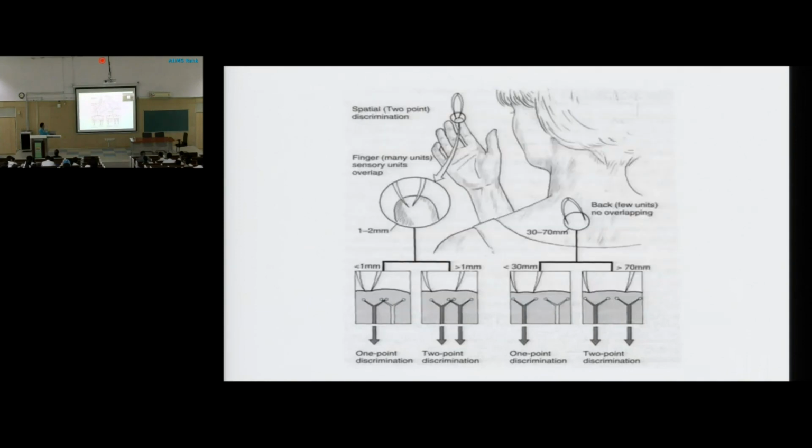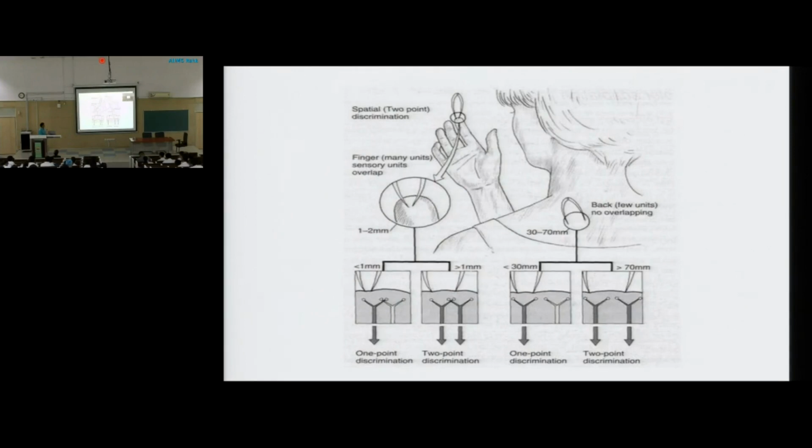The same thing here. If the distance is less than 1 millimeter, only a single afferent neuron will get stimulated. There will be one point discrimination. If the distance is more than 1 millimeter, and there is stimulation of two afferent neurons, there will be two point discrimination. Now this distance is more at the back because there is a very small number of units here. You can see the sensory units are closely situated here, and at the back they are at much more distance from each other. So here, if the distance is less than 30 millimeter, it will be perceived as one point, and if it is more than 70 millimeter, it will be clearly demarcated as two point discrimination.